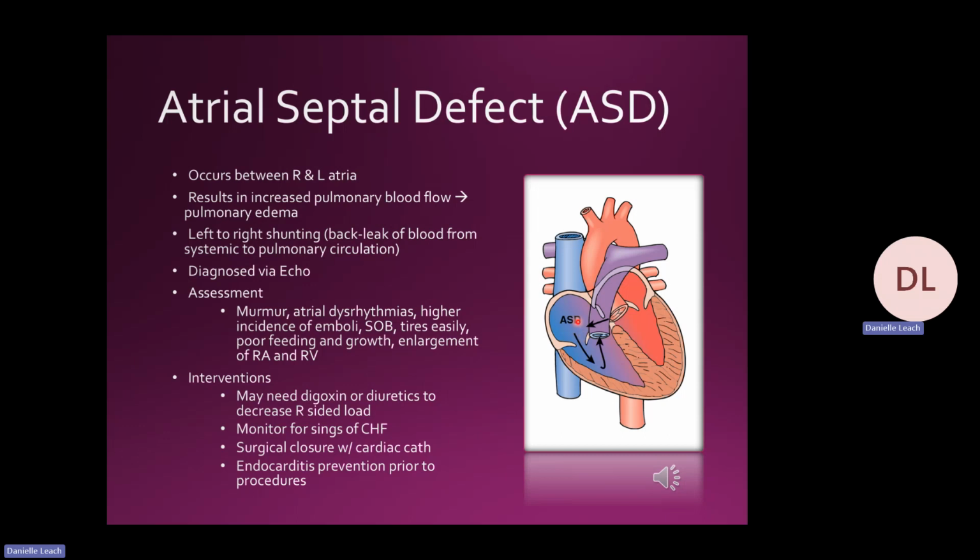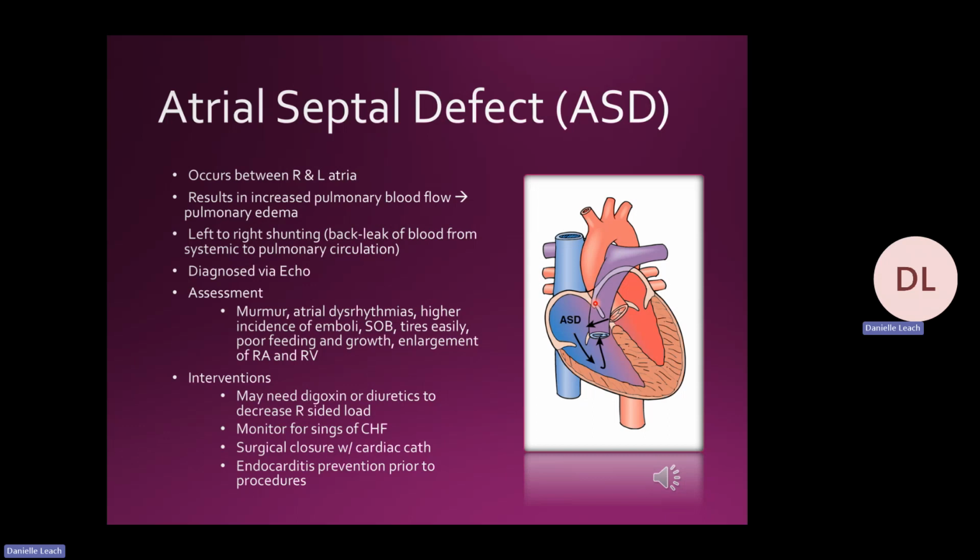This is going to cause a lot of load on the right side of the heart. The right side of the heart is going to have all this extra blood coming into it, and it's going to cause a higher load and an increased chance of pulmonary hypertension, and basically right ventricular hypertrophy, which we don't want. This is going to be diagnosed via an echocardiogram, so something that's going to be fairly easy to see on that. Assessment-wise, we can also hear a murmur because of the turbulent blood flow in between the atria. There can be a chance of a higher incidence of emboli.